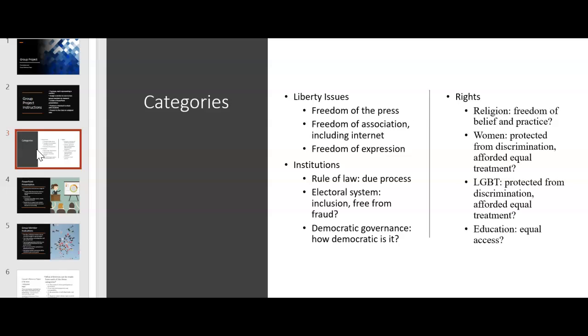Now on rights, we're going to look at religion, freedom of belief and practice, women protected from discrimination, afforded equal treatment, LGBT protection from discrimination, afforded equal treatment, and then finally education, equal access.